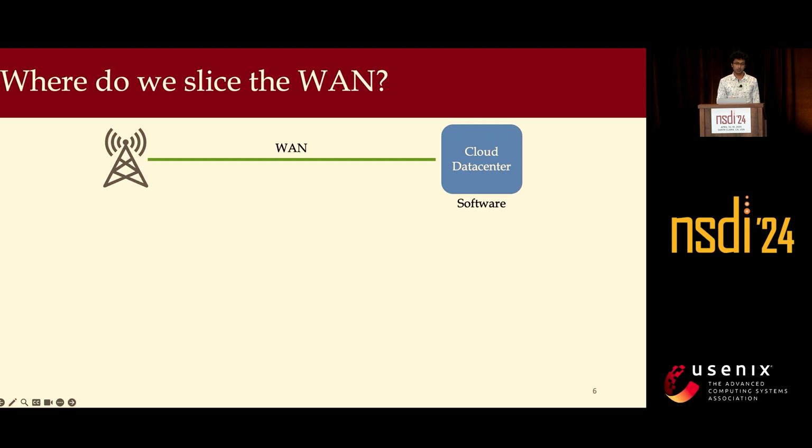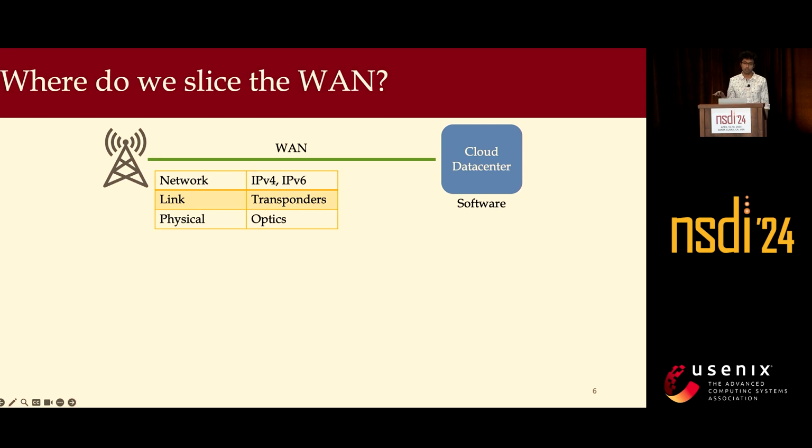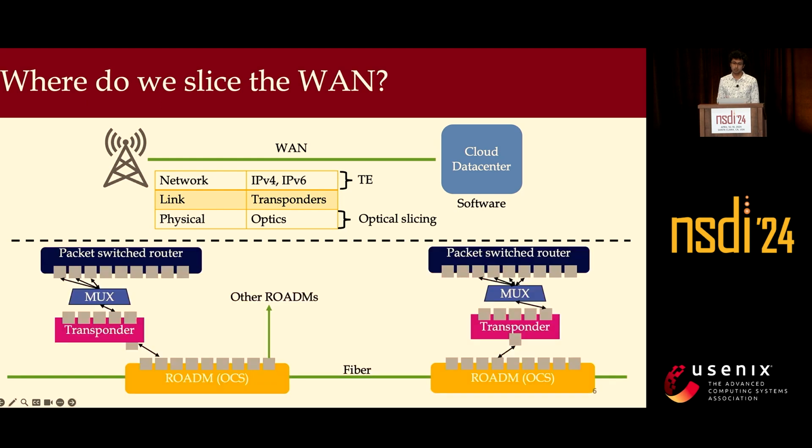If we look at the network between the cell tower and the cloud data center, the bottom three layers look like this. So you have the optical layer at the bottommost physical layer, and then you have transponders which convert light to electrons, and then you have the network layer which implements IPv4 and IPv6. So you can implement slicing at two of these layers, at the bottommost layer using optics, or at the network layer using traffic engineering.